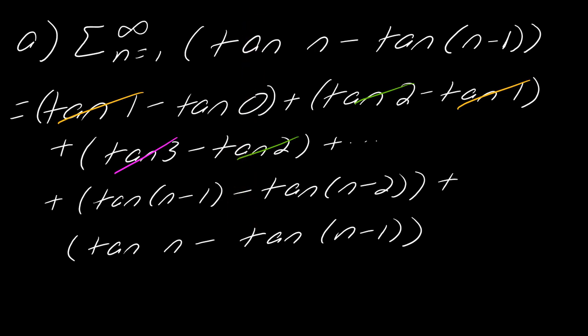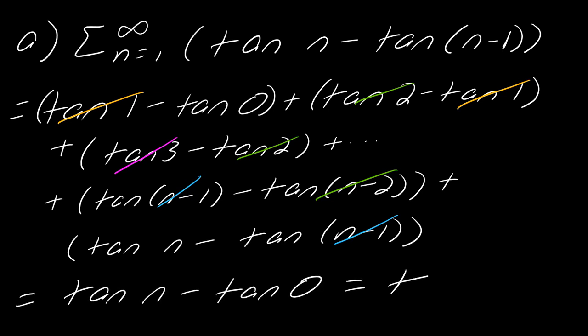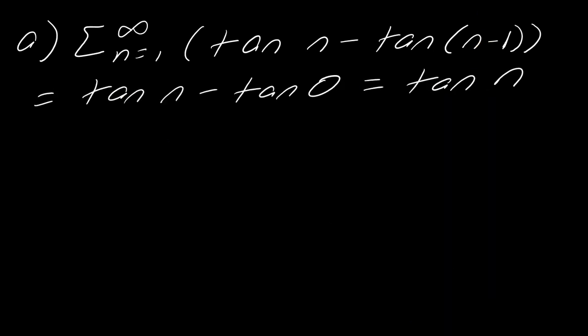And so if I continue going through, the tangent of n minus 1s are going to drop out. And then also this tangent of n minus 2 will drop out from a previous sum. So the only things I'm left with are tangent of n minus tangent of 0. Tangent of 0 is just 0, so this leaves me with tangent of n. So this is the partial sum that I was looking for. Okay, now I'm going to use this to determine convergence, so I'll make some space.